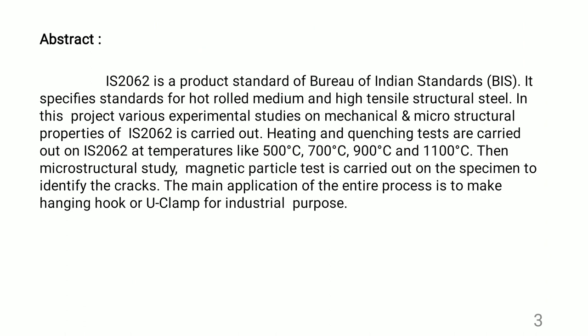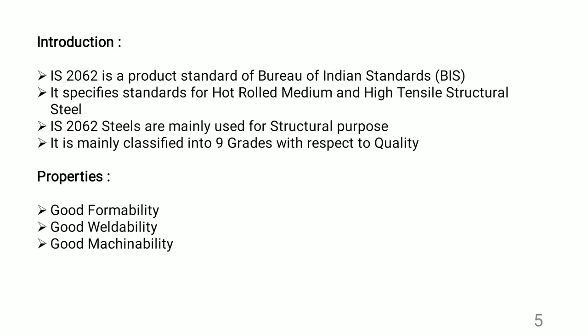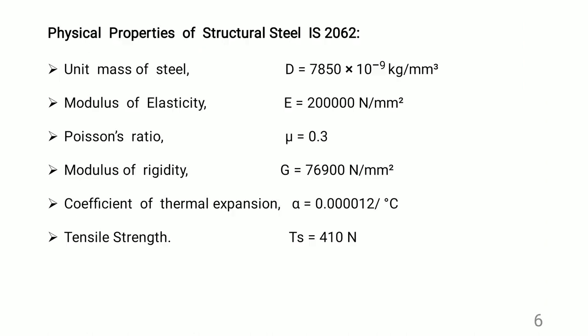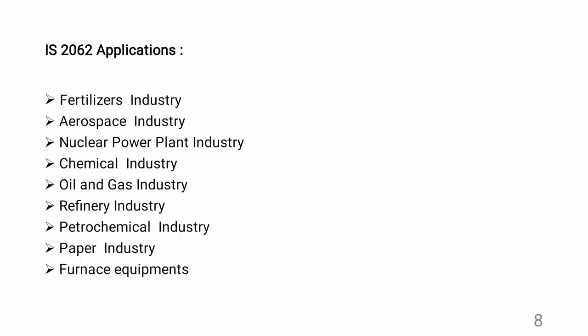Here we have done some processes like heating, bending, quenching, magnetic particle testing and Rockwell hardness testing, etc. It is mainly classified into 9 grades with respect to quality. Its main properties are good formability, weldability, etc. These are some of the physical properties, and this is the chemical composition of IS2062, which has 0.23 carbon content. And here are the applications of IS2062: aerospace, nuclear power, chemical, oil and gas, refinery, etc.